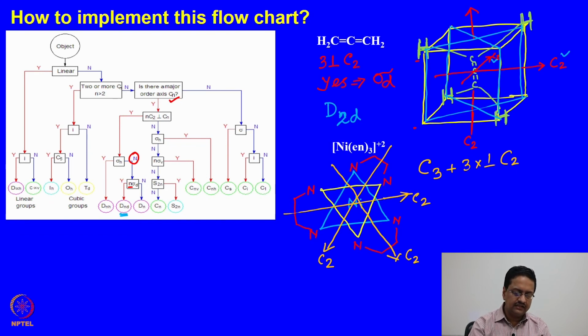So, we have already come here and the answer is yes up to that. Now, the next question is, does it have sigma h? The answer is no. Next question is, does it have sigma d? The answer is no, because sigma d means the mirror plane should be between two C2s. So, suppose this C2 and that C2, there should be a mirror here which does not exist. So, there is no sigma d. That means, when there is no sigma d, we come here and write this point group as D3. It is a Dn point group.